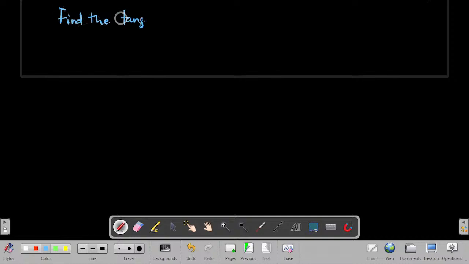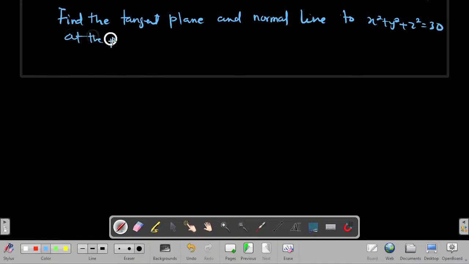Find the tangent plane and normal line to the function x squared plus y squared plus z squared is equal to 30 at the point 1, -2, 5, like this. To find the tangent plane and the normal line to this. So this is something like a sphere, right? Something like a sphere at the point 1, -2, and 5.